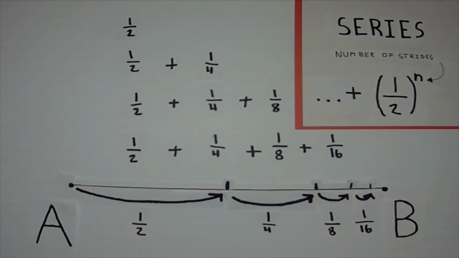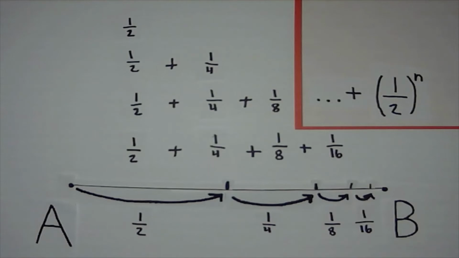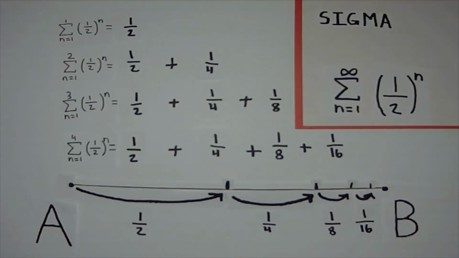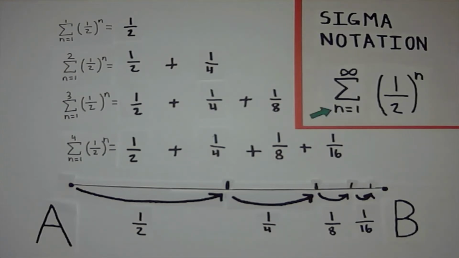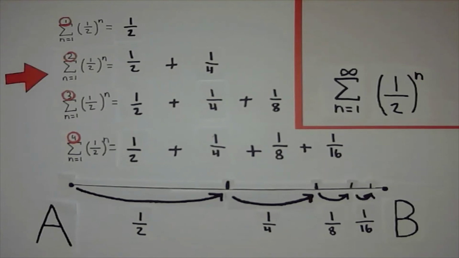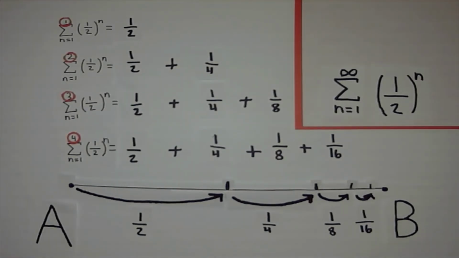This is called a series, which is a set of numbers defined by a function that are all added together. We can also rewrite these additions using sigma notation to make it look nicer. Here, the sigma represents addition. The bottom number shows where we start counting from, in this case 1, and the top number represents where we stop counting. Notice here the stop value changes, which indicates how many strides we've taken.